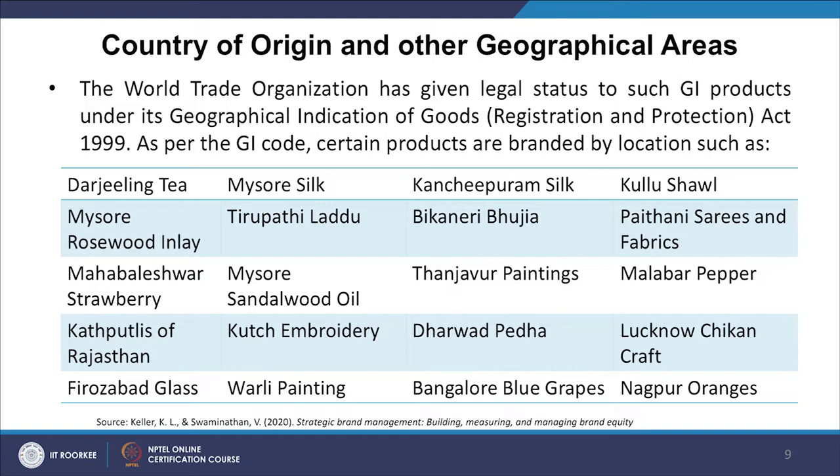So, then there are Mysore sandalwood, and then Mahabaleshwar strawberry, Kathputlis of Rajasthan, Firozabad glass, and Bangalore blue grapes, Lucknow chicken craft, it is one of my favorites, and then Bikaner's bhujia and Malabar pepper, and so many. You have GIs associated with so many cities now, and geographical indicators are one of the most important aspects in today's era, basically. So then channel of distribution.